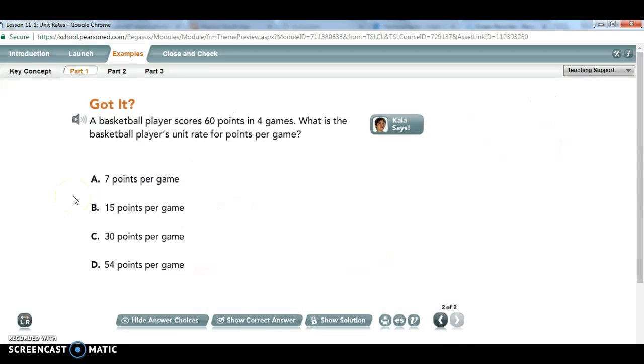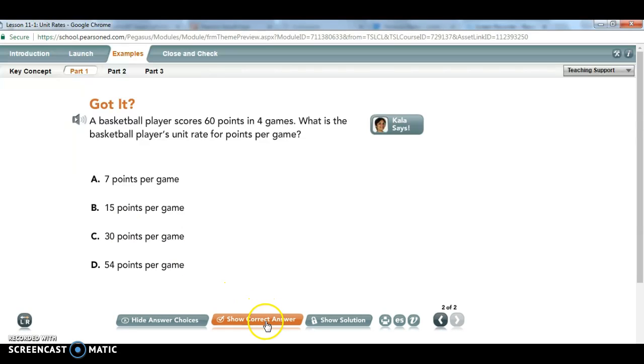Moving on to the got it problem. If you didn't quite understand the example problem, rewind the video and watch it over again. Then try this got it problem on your own. A basketball player scores 60 points in 4 games. What is the basketball player's unit rate for points per game?